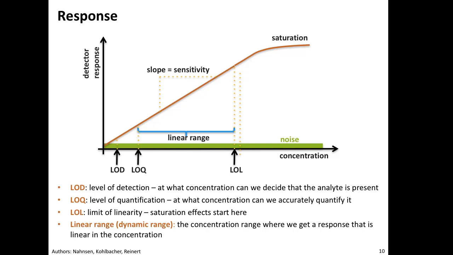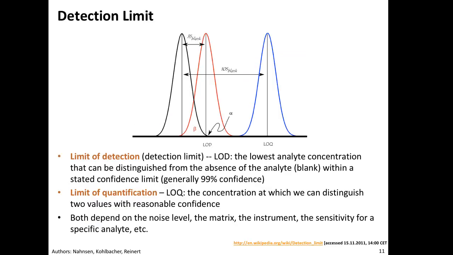Let's talk a bit about this limit of detection. It's defined as the lowest analyte concentration that can be distinguished from the absence of the analyte, so from a blank, with a certain confidence, generally 99% confidence. And that is why you cannot talk about quantification. You're just talking about absence. You're just saying this is below a certain threshold, but you cannot say how much it is exactly.